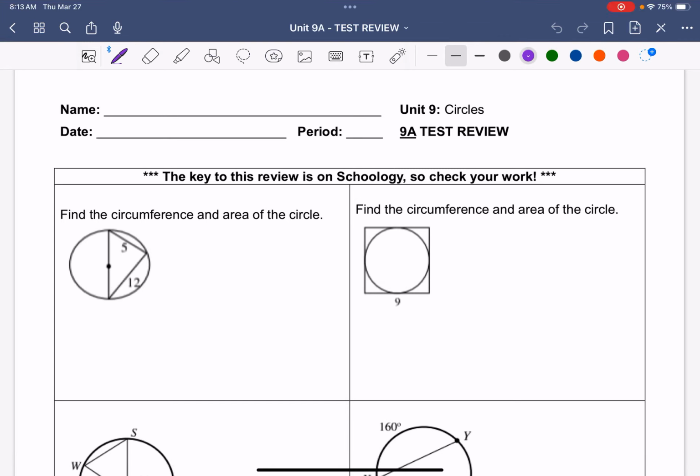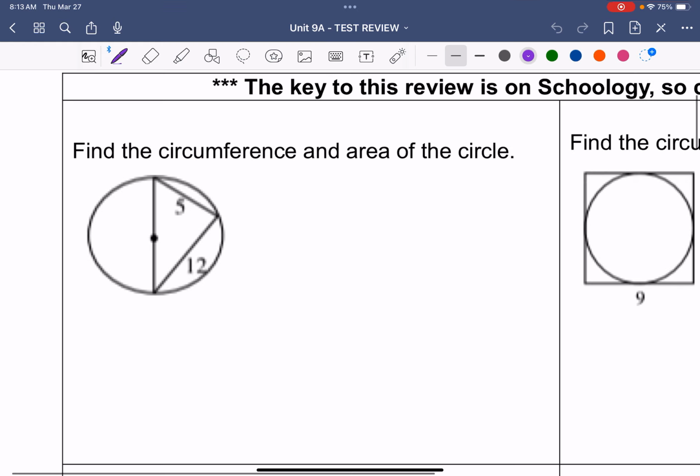Hey everyone, today we're going to do our review over the first half of our circles unit, and tomorrow we have a test over this. So first question, find your circumference and area of the circle.